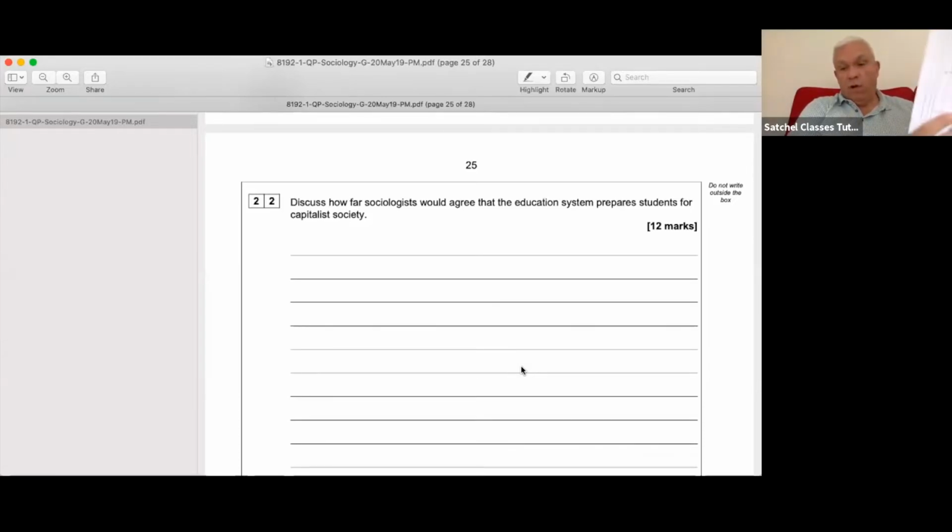So on this particular question, please make sure that when you look at this one, you really do look at the question very, very well. You look at the whole of the question.